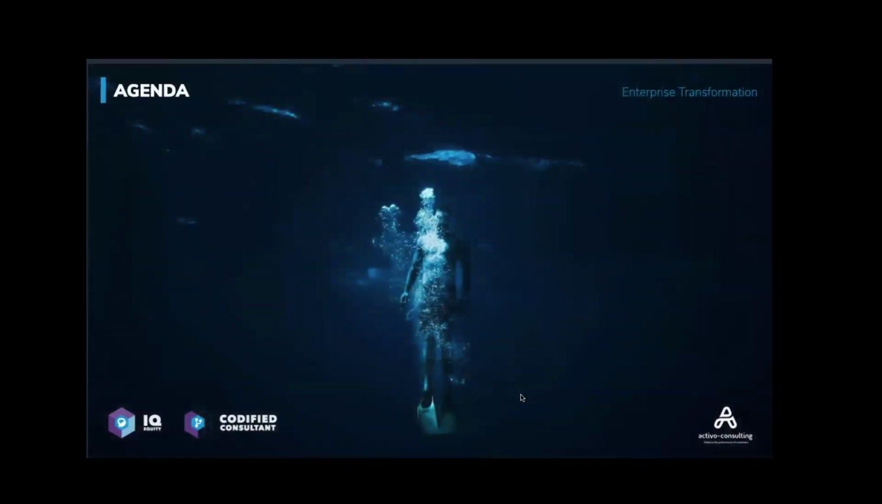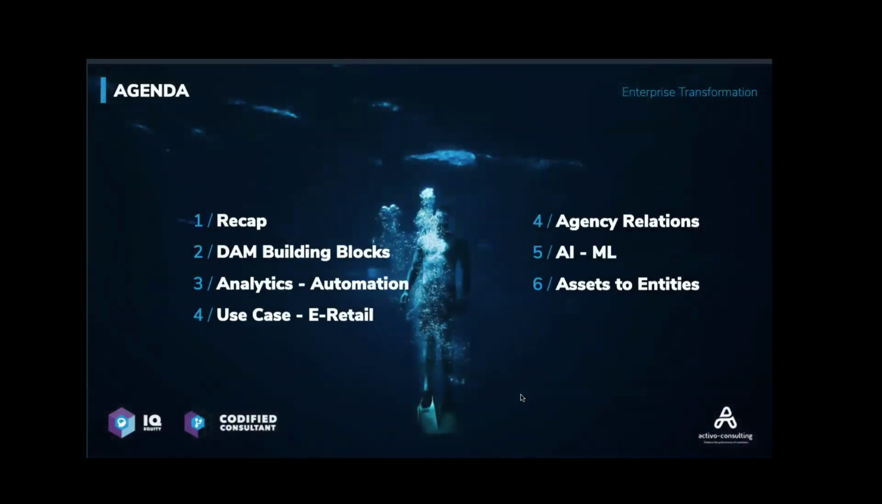So our agenda today, we're going to do a recap of where we've been. We're going to look at DAM as a building block for downstream integrations, applications, and automations. James is going to talk us through analytics and automation. Fred's going to talk us through a nice use case on e-retail. Sean is going to show you the dangers of the agencies relation, and it's time to disrupt that. Finally, James is going to go into artificial intelligence, machine learning, and we're going to give you a taster of when you get it all right, you move assets to entities.